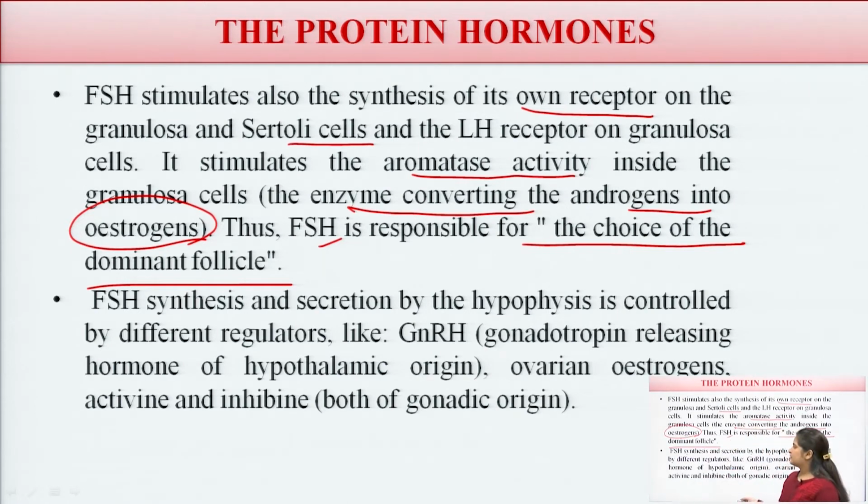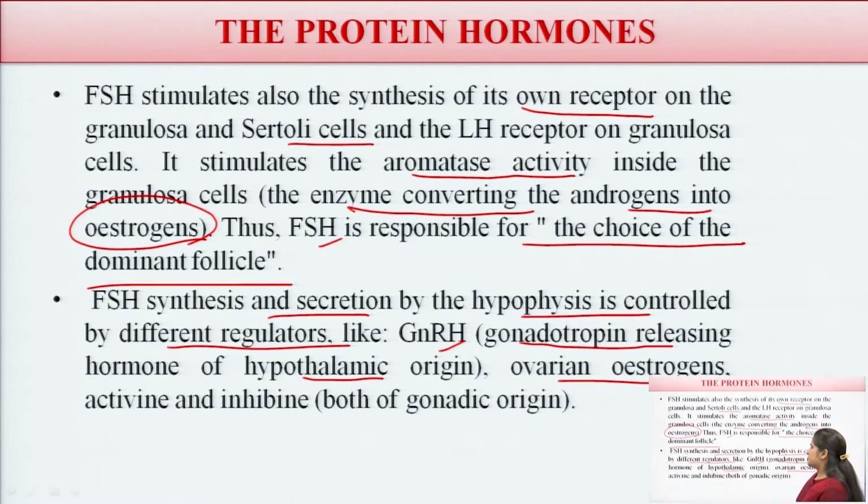Now next, FSH synthesis and secretion by the hypophysis is controlled by different regulators like GnRH, the gonadotropin releasing hormone. There are various hormones which help in the secretion and synthesis of FSH: gonadotropin releasing hormone of hypothalamic origin, ovarian estrogen, activin and inhibin, both of gonadal origin.